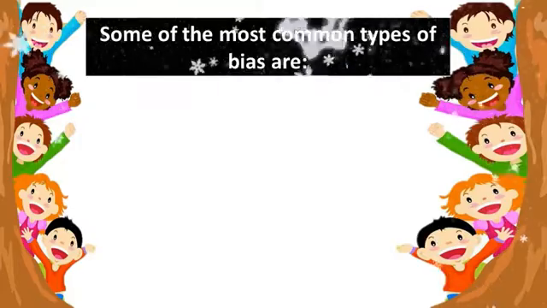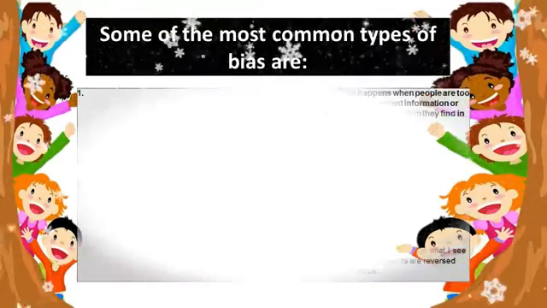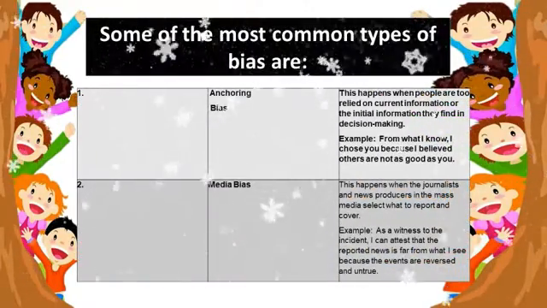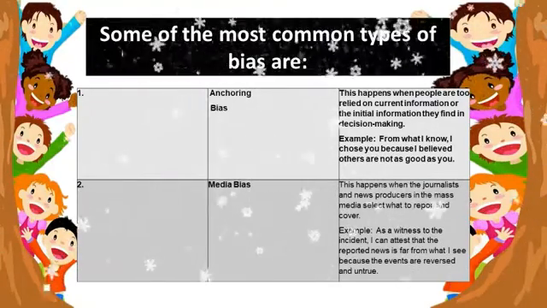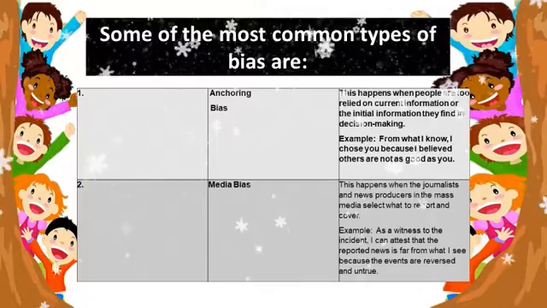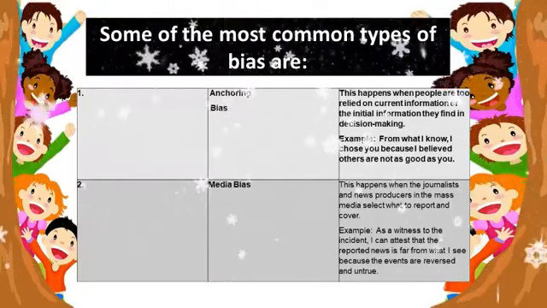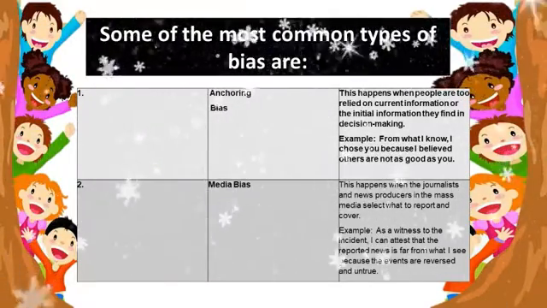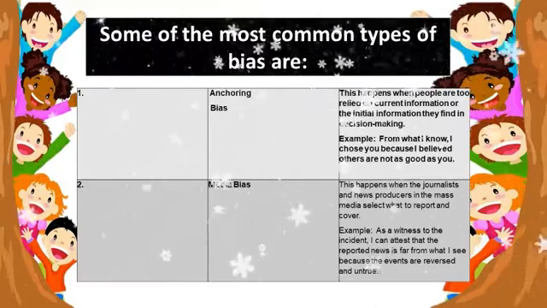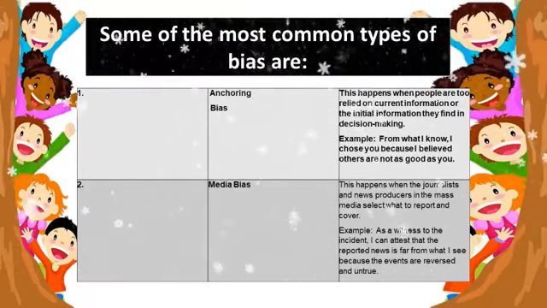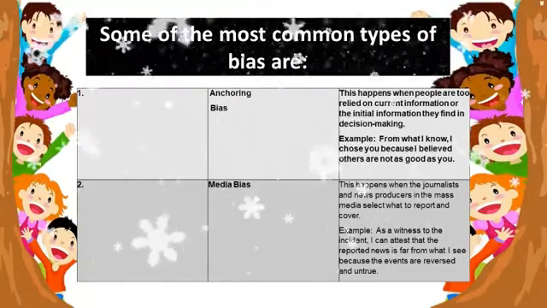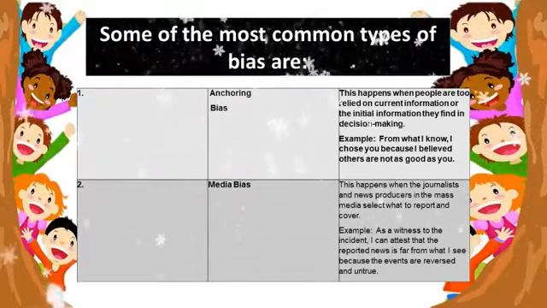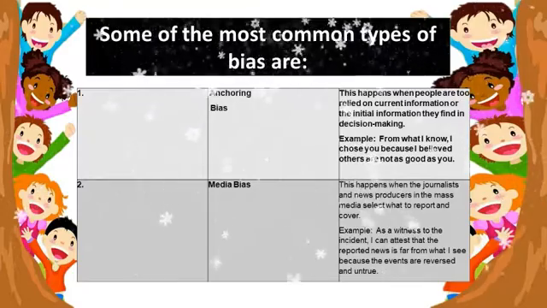So some of the most common types of bias are the following. Let's examine. First is anchoring bias. So what is anchoring bias? Anchoring bias happens when people rely too much on current information or the initial information they find in decision making. Example: "From what I know, I chose you because I believe others are not as good as you."